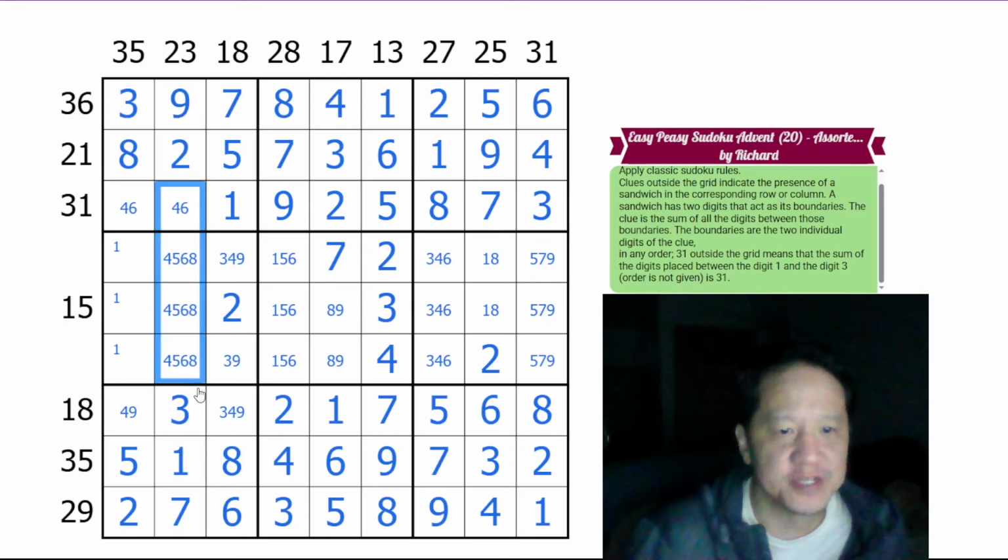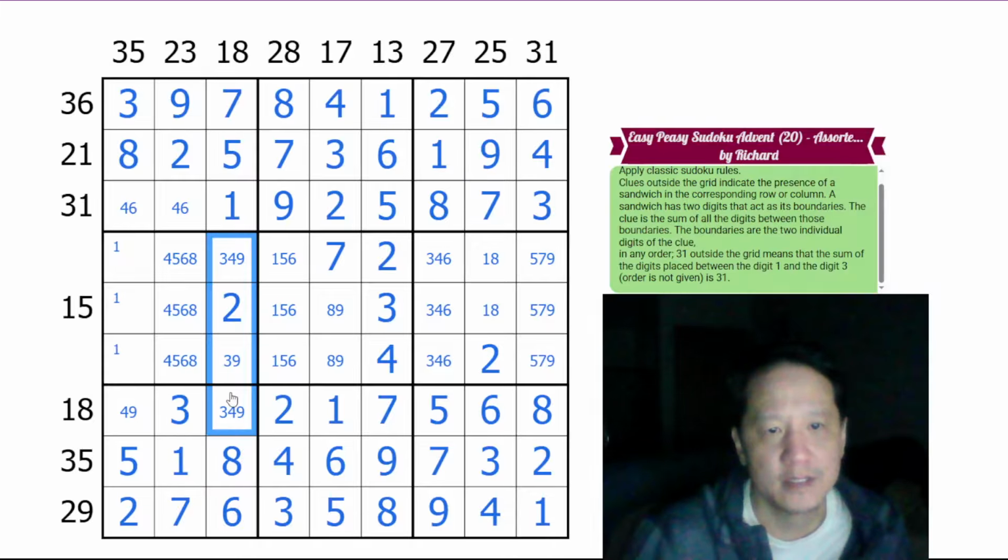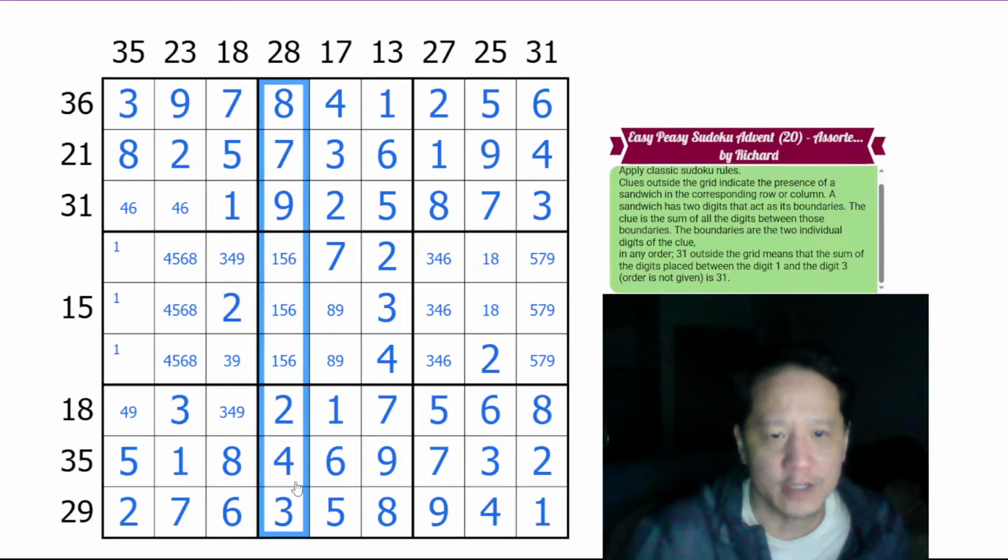So 4, 5, 6, 8 is in between. That's 15 plus 8 is 23. So that works. Between the 1 and the 8 is 3, 4, 2, and 9, which adds up to 18. Outside 2 and 8 here is 3 and 4 and 10. So it's 17. 45 minus 17 is 28.